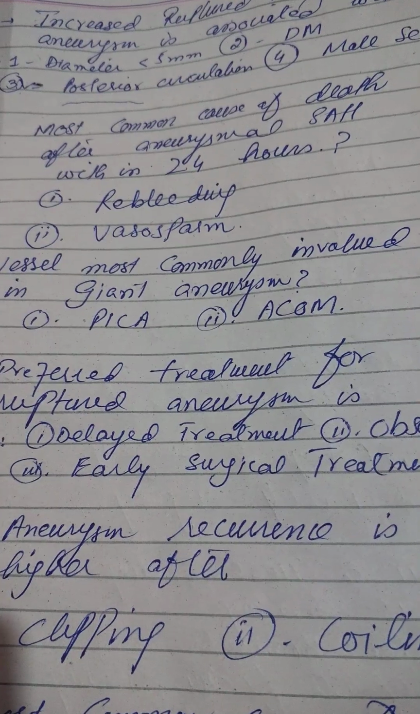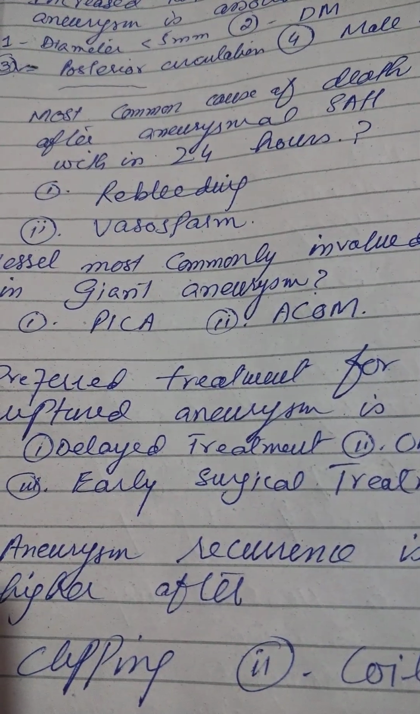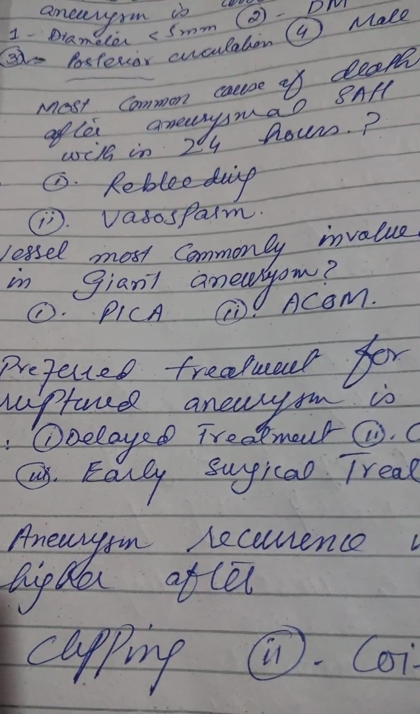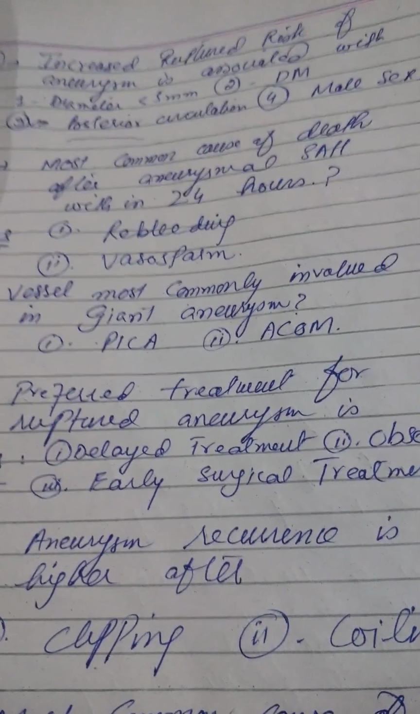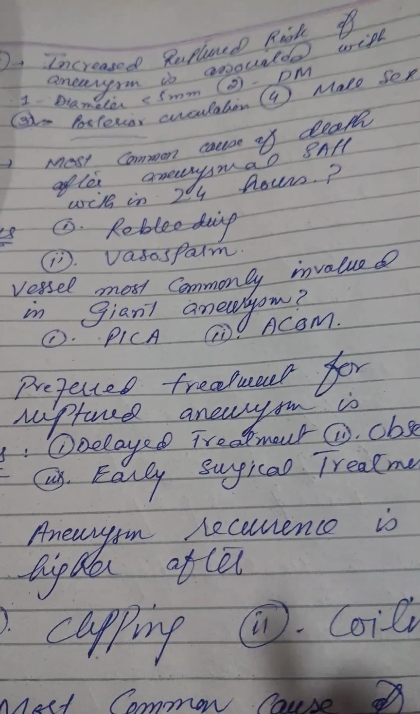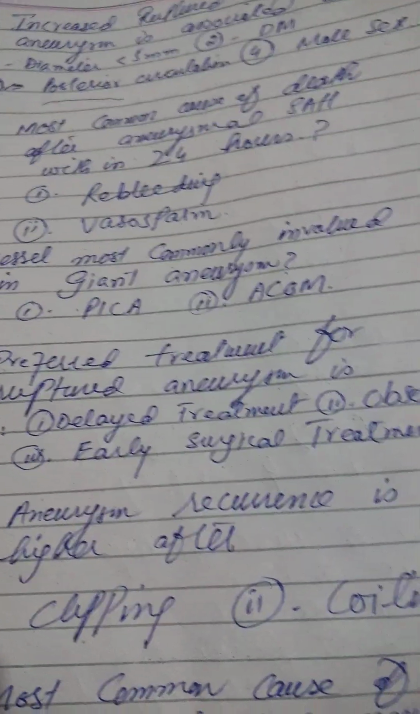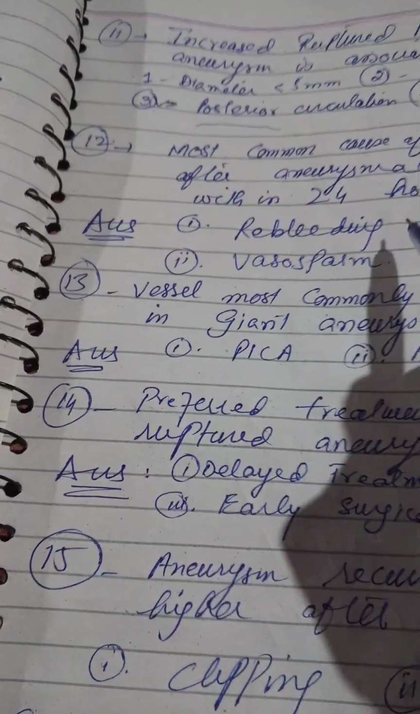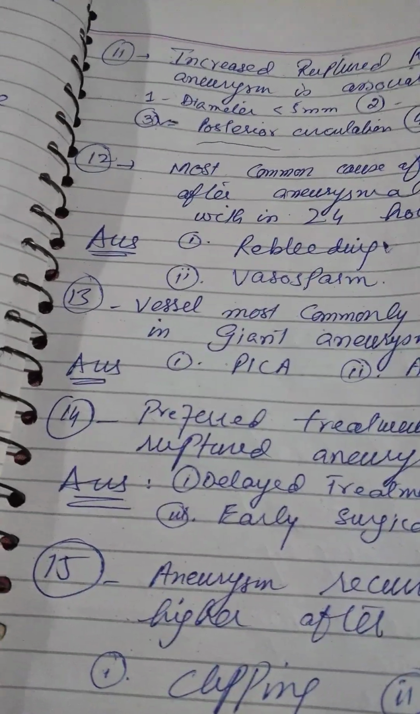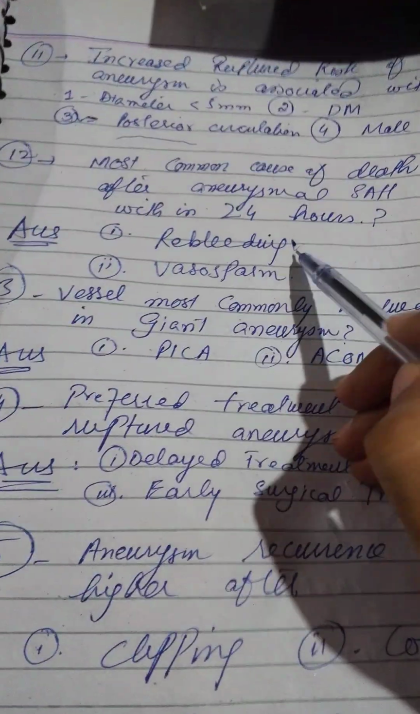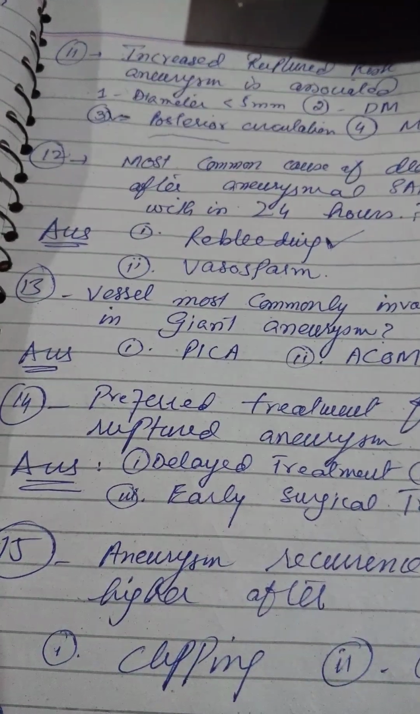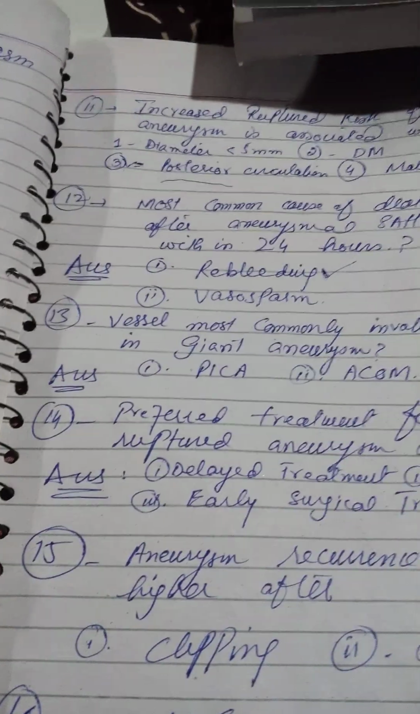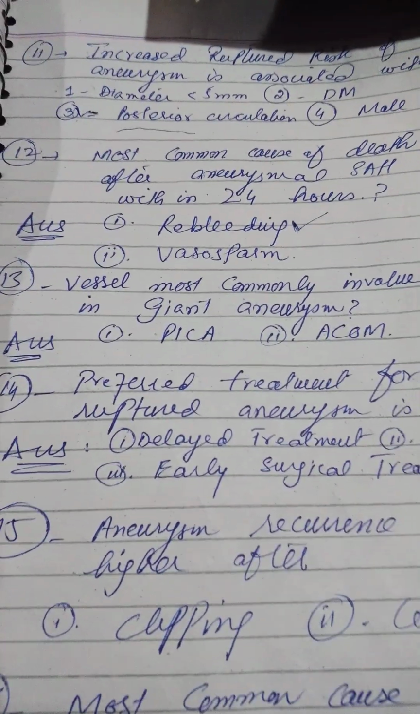Most common cause of death after aneurysmal subarachnoid hemorrhage within 24 hours: is it rebleeding or vasospasm? Within 24 hours, the most common cause of death after aneurysmal SAH is rebleeding. The rebleeding rate is very high within the first 3 hours, then after 6 hours, 12 hours and 24 hours. So we will go for rebleeding.